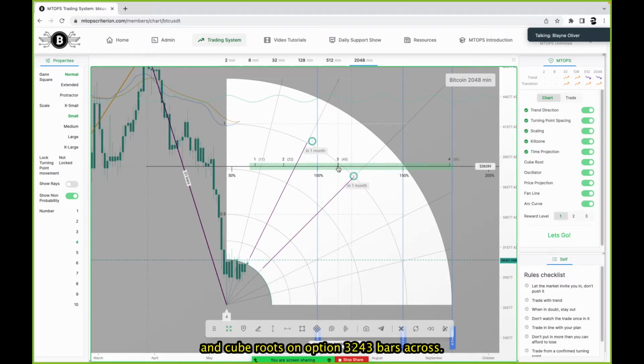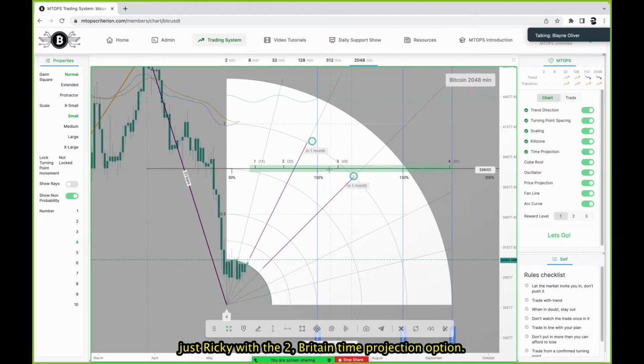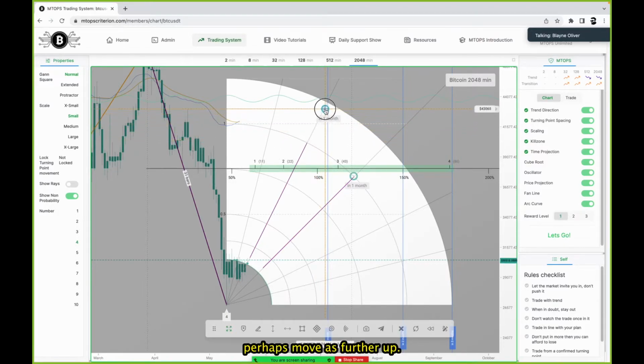We also have cube root on option 3, so 43 bars across. If you're not understanding what the cube root is just yet, all you need to realize or think about is having the options line up as close as possible to the time configurations. So I would say just strictly with the cube root and time projection, option 3 and 100% there is somewhere I would start to consider being the point of turn, which actually makes me think we can perhaps move this further up if that's the case.